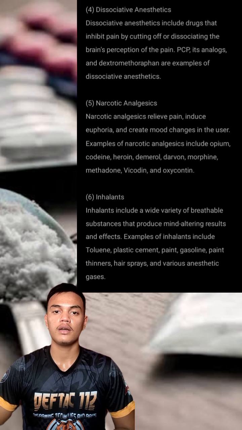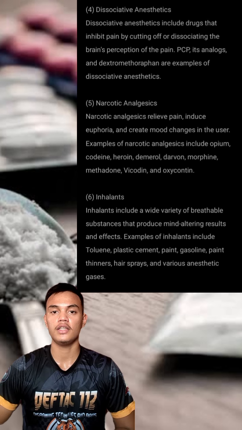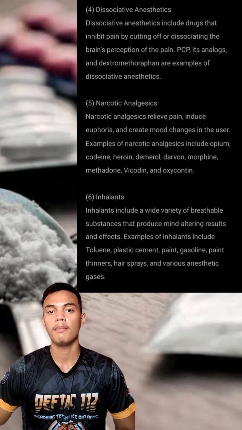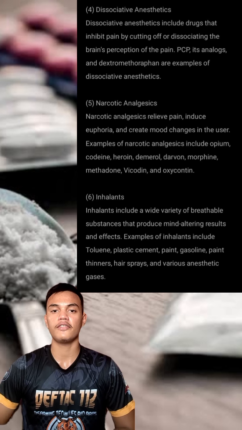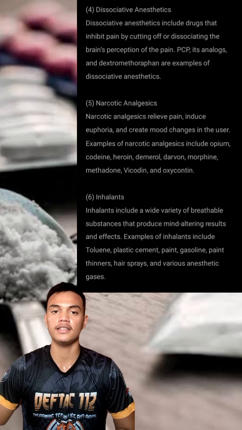Number 5. Narcotic analgesics. Narcotic analgesics relieve pain, induce euphoria, and create mood changes in the user. Examples of narcotic analgesics include opium, codeine, heroin, Demerol, Darvon, morphine, methadone, Vicodin, and OxyContin. Number 6. Inhalants. Inhalants include a wide variety of breathable substances that produce mind-altering results and effects. Examples of inhalants include toluene, plastic cement, paint, gasoline, paint thinners, hairsprays, and various anesthetic gases.